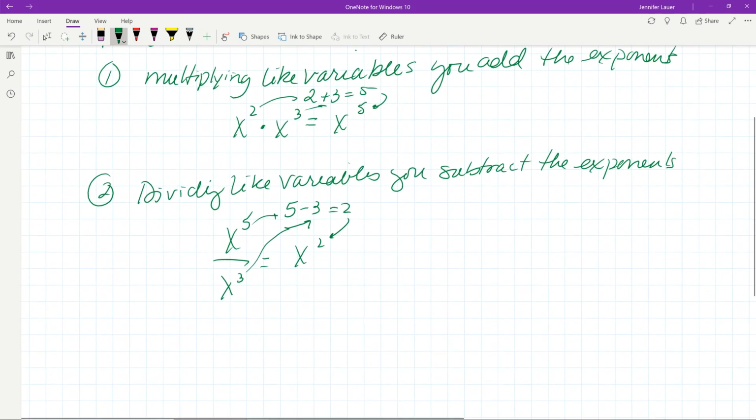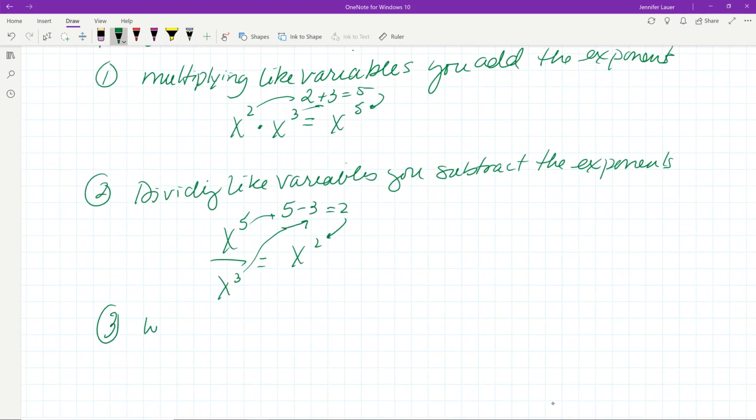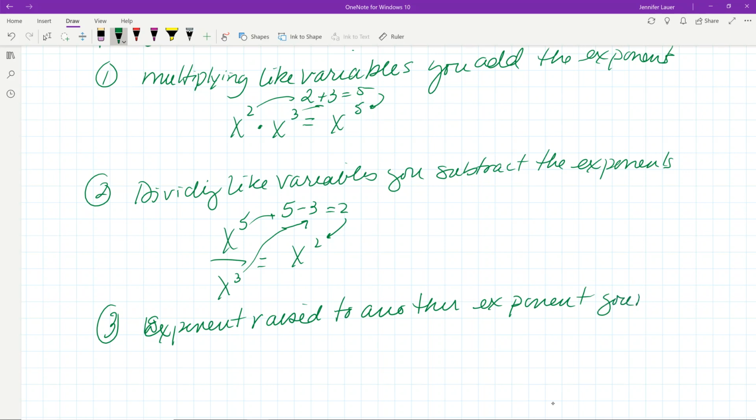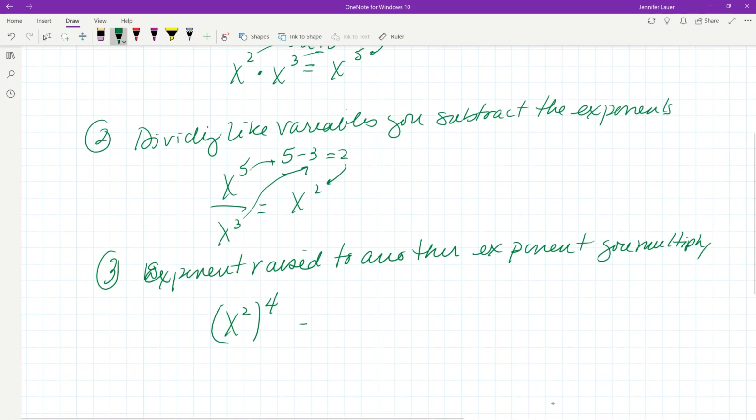Okay, now when you have an exponent raised to another exponent, you multiply. For instance, if I have x squared to the fourth, I would say this is x to the 8th. So it's 2 times 4 is equal to 8.